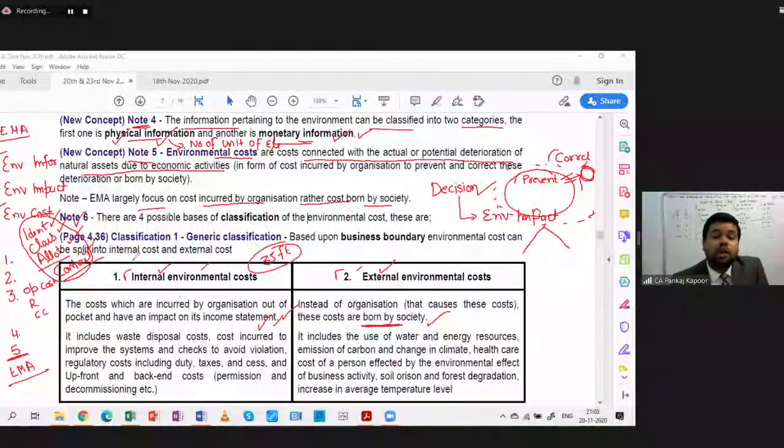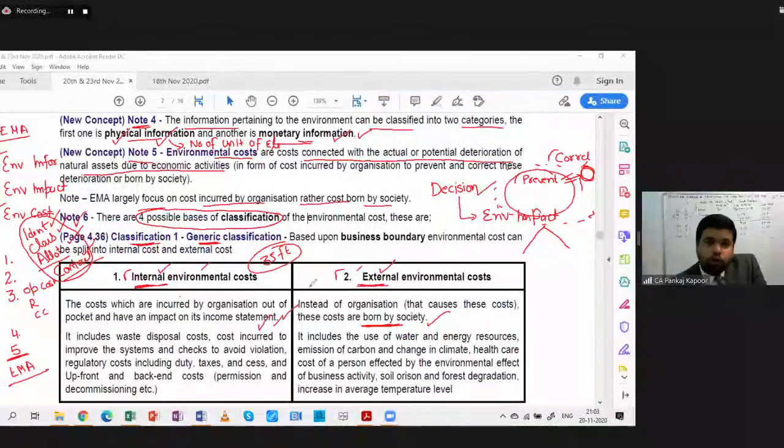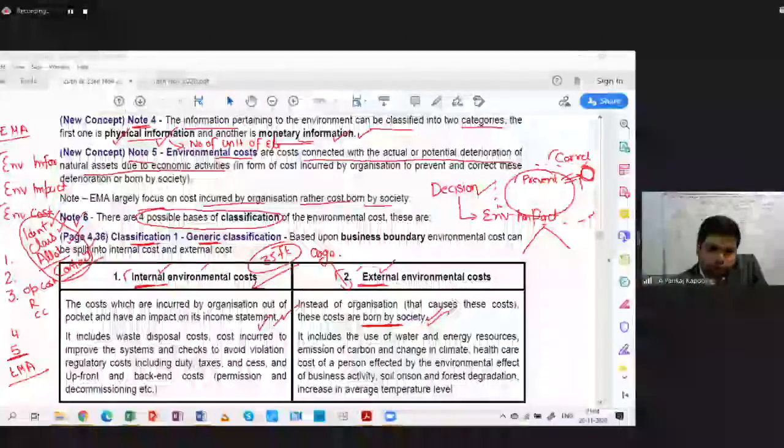Okay. There are four ways, friends, through which we can classify the environment cost. The first classification is the generic classification. The generic classification says classify the environment cost as internal or external. Although both environment costs are incurred by whom? By the organization, by the action of the organization. But internal costs are borne by the company, whereas external cost is borne by society.